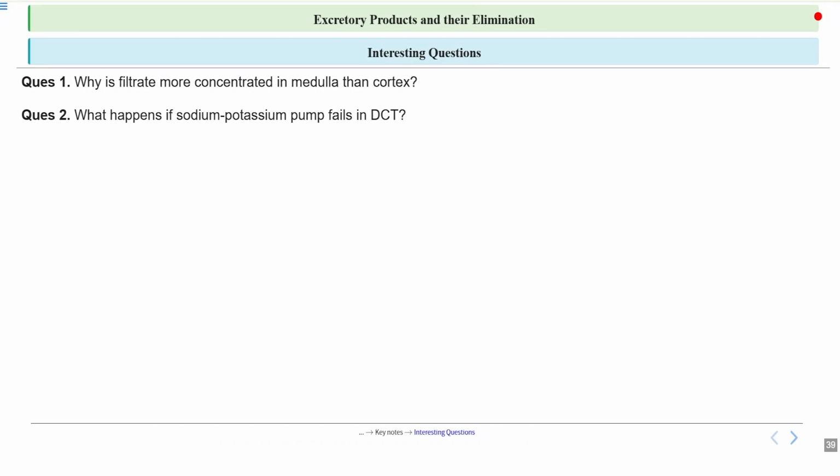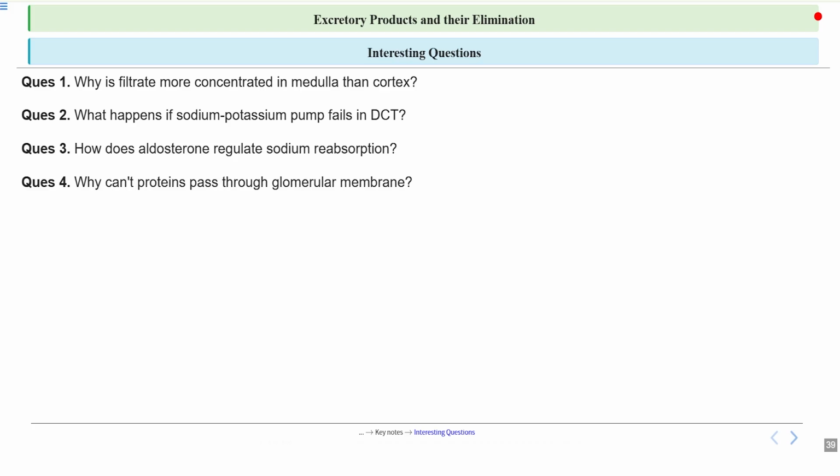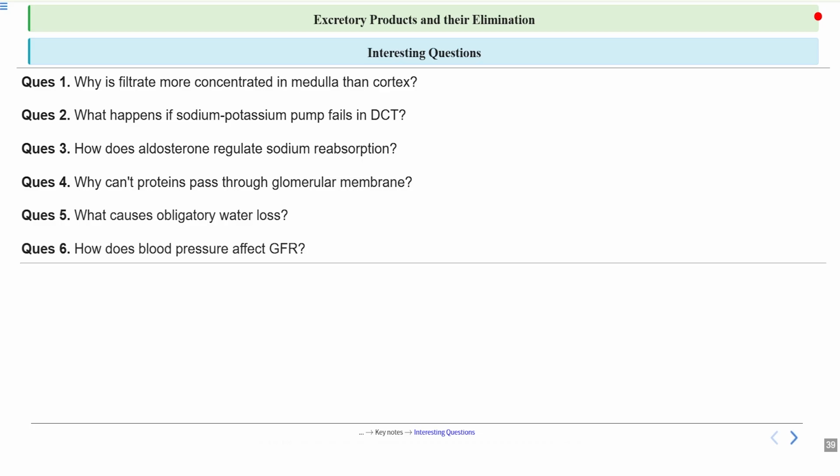So students, these are some interesting questions about this chapter. You can solve this after completing this lesson. This will help you to know how much you understood the fundamental concepts of this chapter.